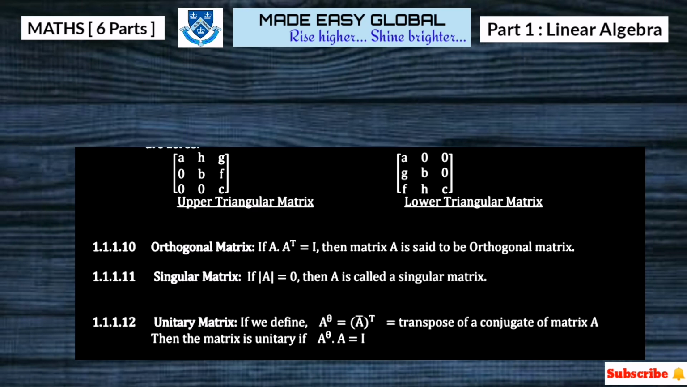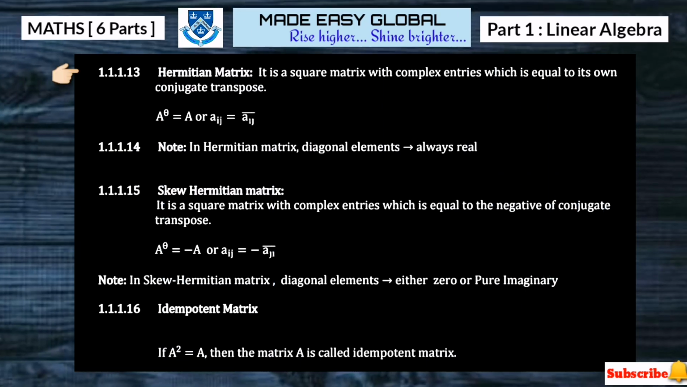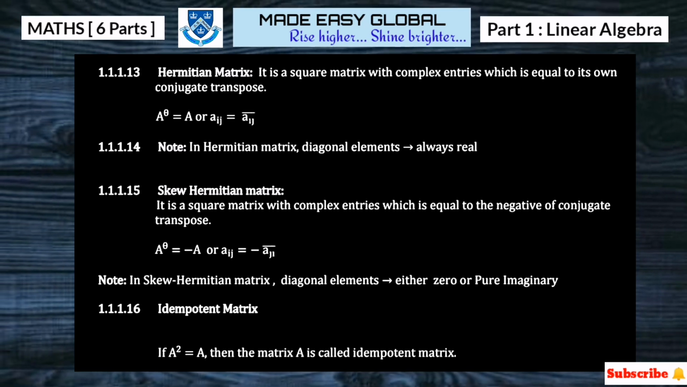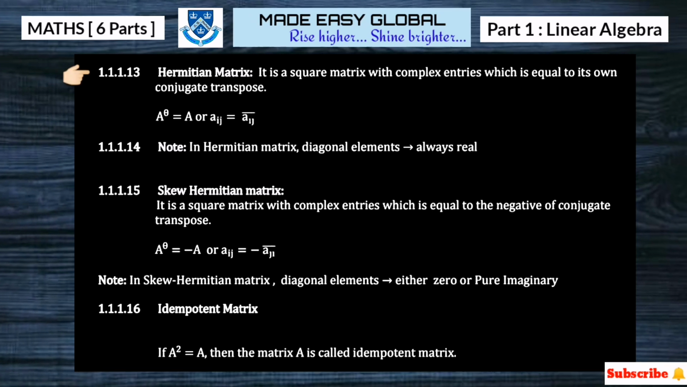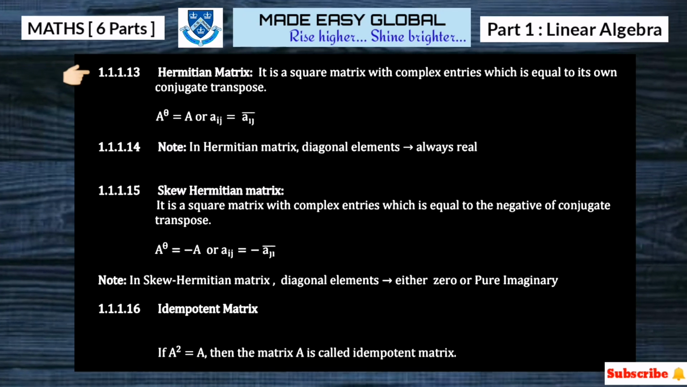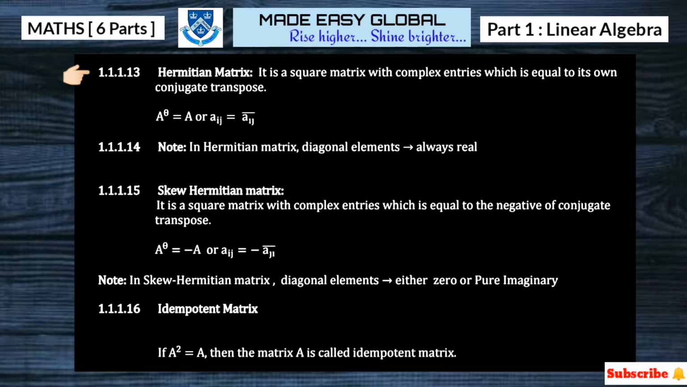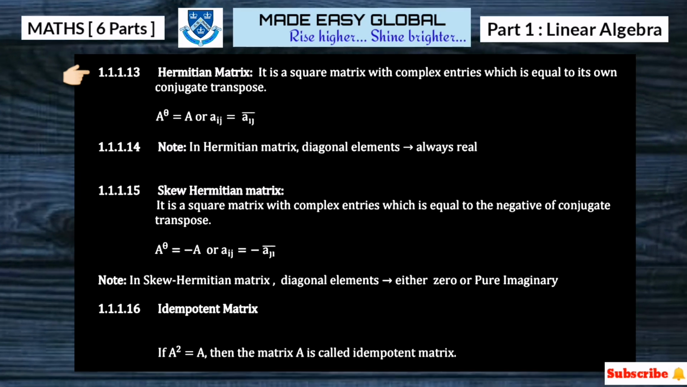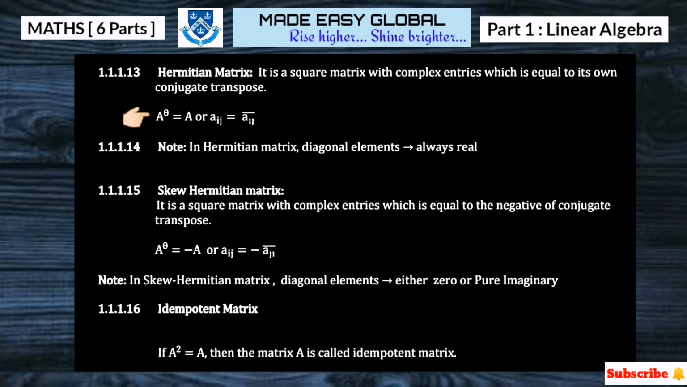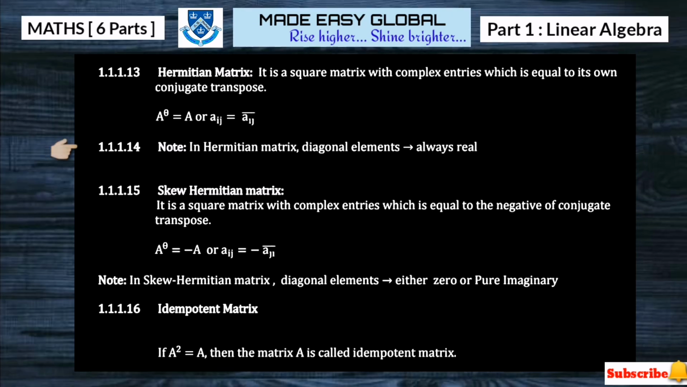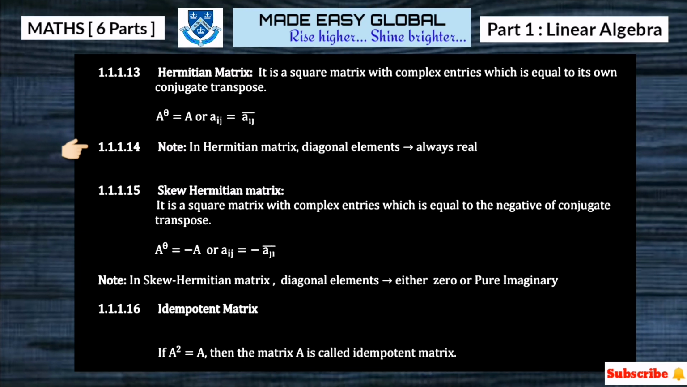Once again, from these types of matrices there are so many times questions were asked, so all these matrices are important for the examination. The next one is the Hermitian matrix. It is a square matrix with complex entries which is equal to its own conjugate transpose. Here A theta is equal to A, or you can say Aij is equal to Aij bar. Note that in a Hermitian matrix, the diagonal elements are always real.